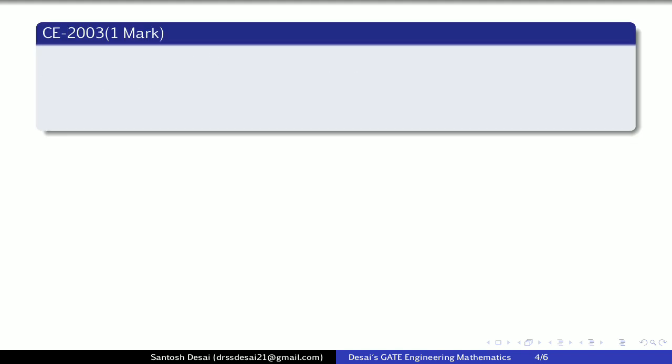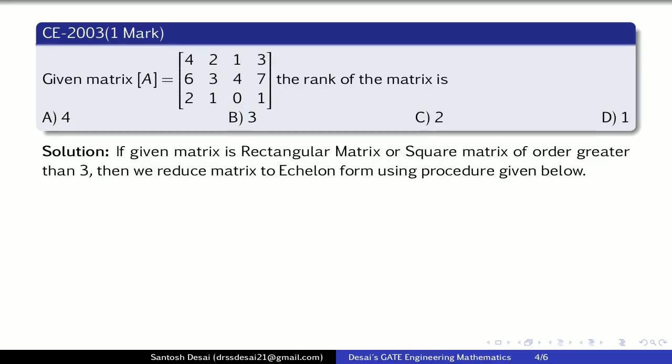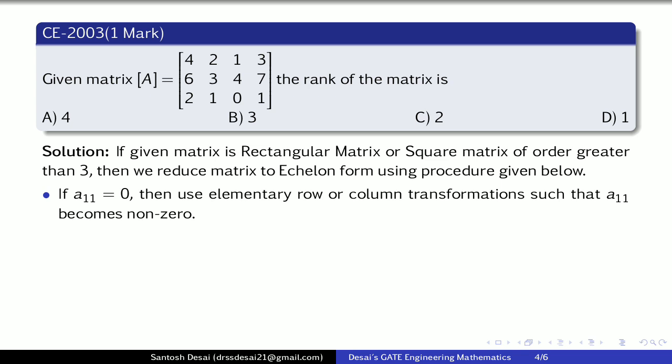Now let us consider the next one. Given a matrix A, a 3 by 4 matrix, the rank of the matrix is: options are 4, 3, 2 and 1. Now here the given matrix is 3 by 4, so we use the echelon form of the given matrix to find the rank of the matrix. Following is the procedure to reduce a given matrix to the echelon form.